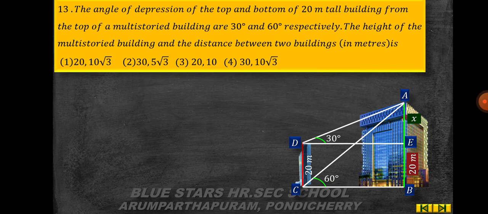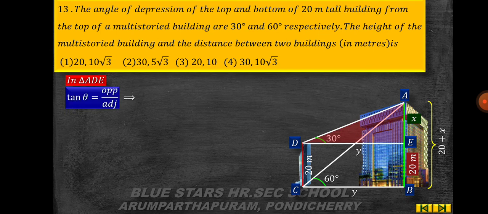and E. Then we know if DC is 20 meter, then EB is also 20 meter. We don't know AE, so let it be X. So the height of the tall building is 20 plus X. So in triangle ADE, first we are taking the upper right angle triangle. So tan theta is equal to opposite by adjacent. So tan 30 degree is equal to AE by DC. Tan 30 degree value is 1 by root 3, which is equal to X by Y. So Y is equal to root 3 into X. That is your equation number 1.